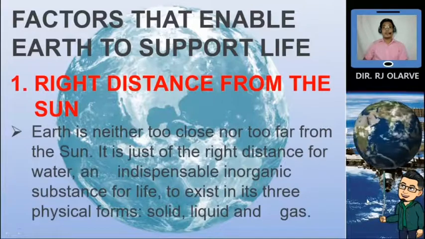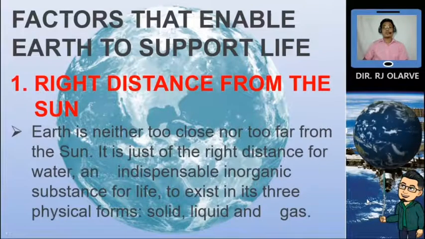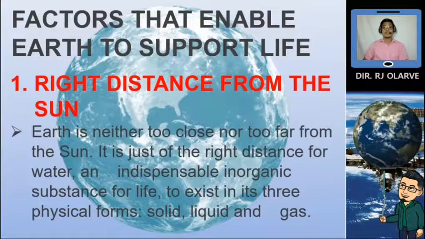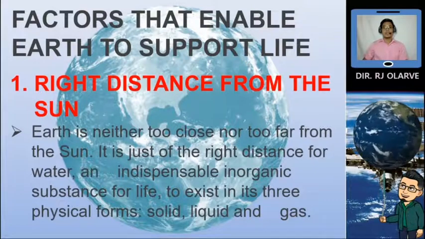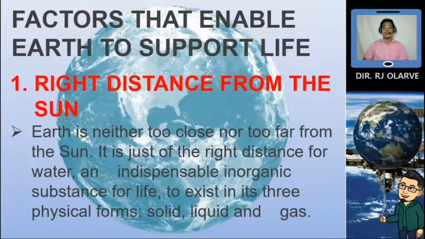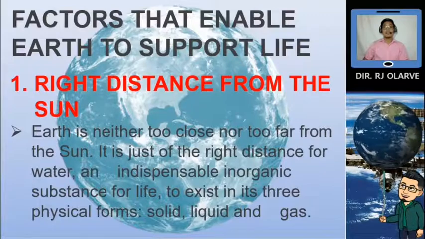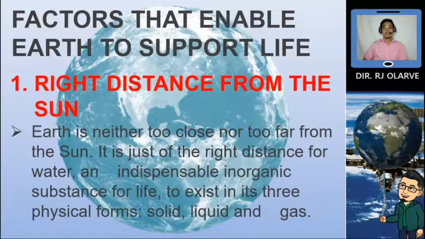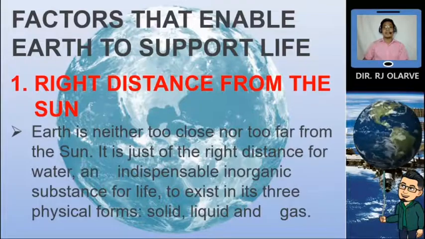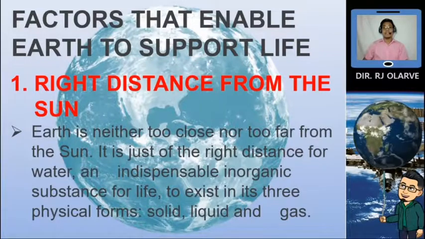We all know that Earth is neither too close nor too far from the sun. It is just of the right distance for water, which is an indispensable inorganic substance for life, wherein that water exists in 3 physical forms, namely solid, liquid, and gas. And that is because of the right distance of planet Earth from the sun.